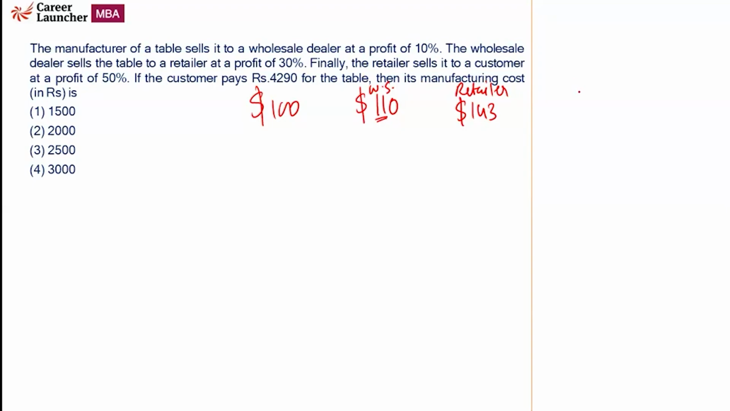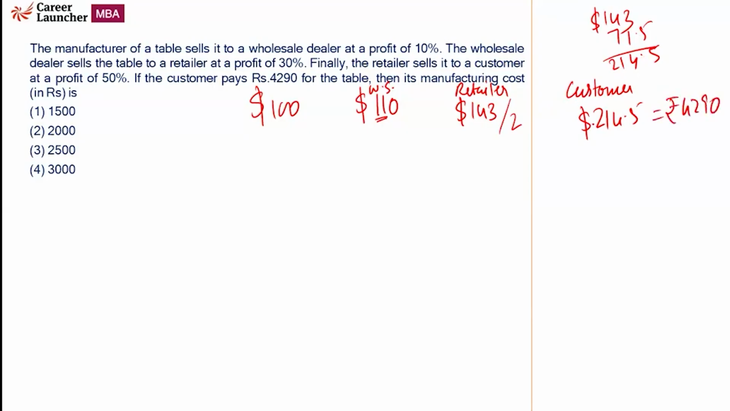Okay. Finally, the retailer sells it to the customer at a profit of 50%. How much will you loot? So what I'll do is, 50% means half of it. So $143, half of that is 71.5. So it sold for $214.5. But this price is given in rupees, it is 4290. So can I say $1 is 20? If you double 214.5 you get 429, add a zero, so 4290.